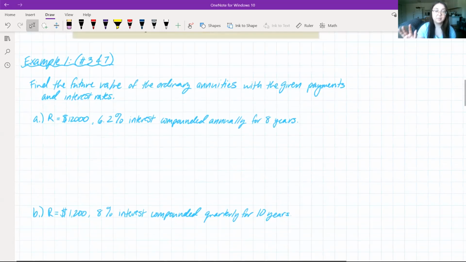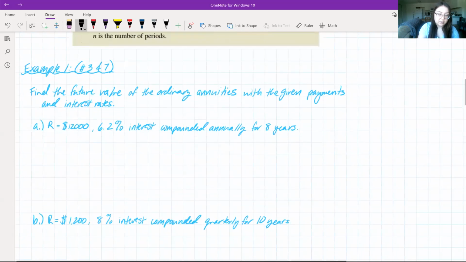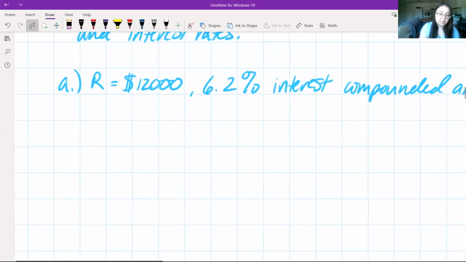All right, so let's put some of this into practice. We see example 1 here, which is numbers 3 and 7 in your book. We want to find the future value of the ordinary annuities with the given payment and interest rates. For A here, we're going to have R equal to $12,000 with a 6.2% interest compounded annually for 8 years. So we're just going to plug in all of these values into our equation, and then we will see what we get.